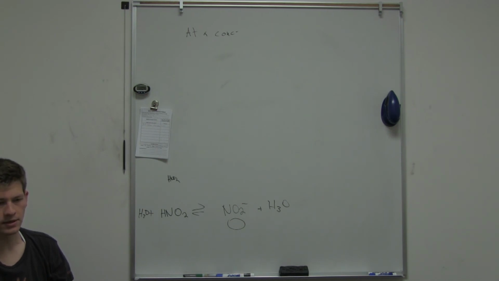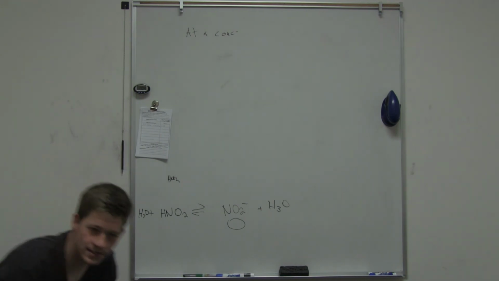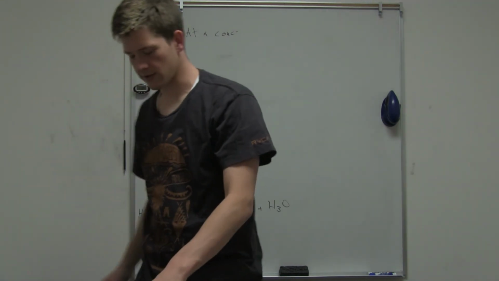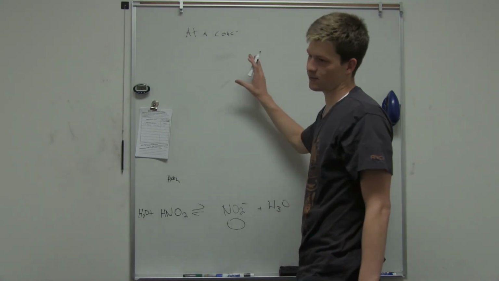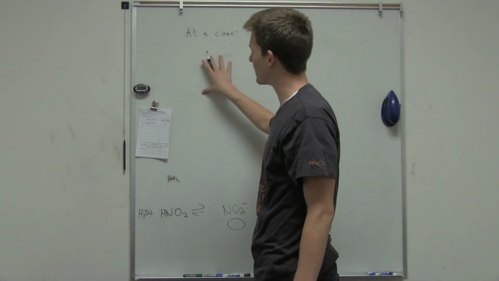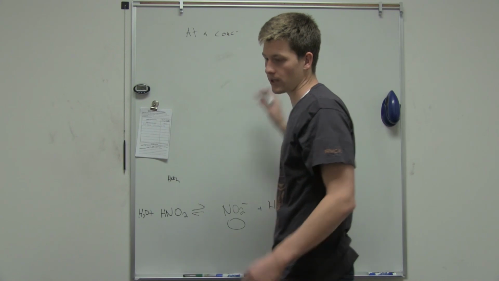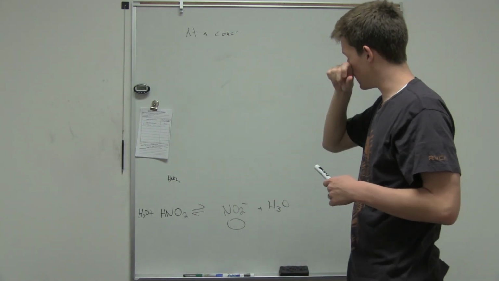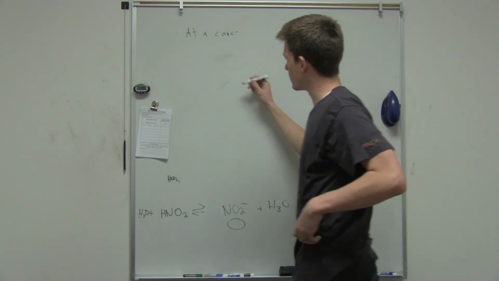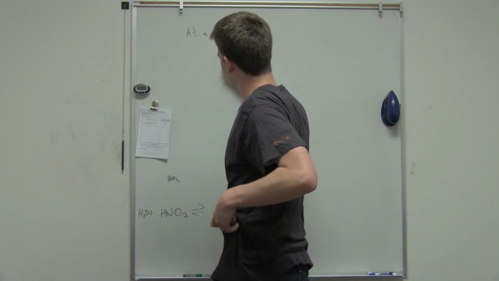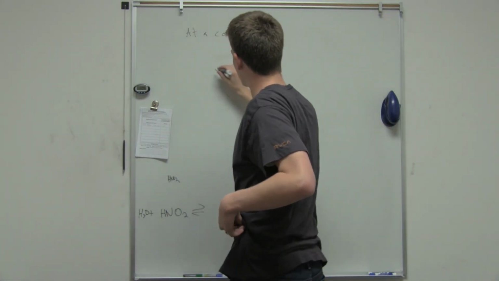Okay, so let's think. Let's look at the first one. This is how we should go about it. So buffer, what do we want? We want an acid with its conjugate base. Because then if we put... the buffer is the conjugate base. So then we have like, let's just put this for example.